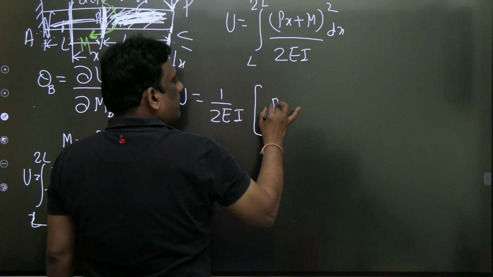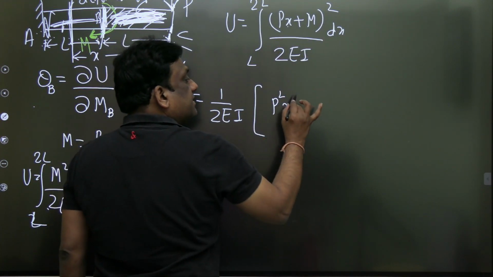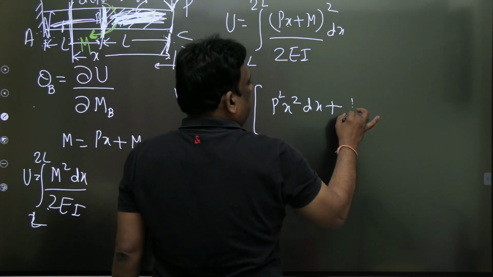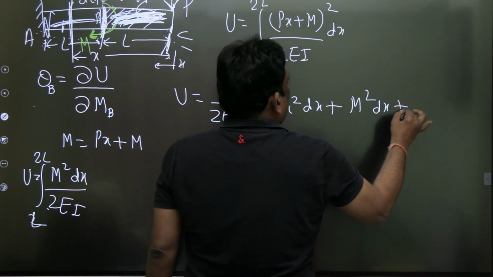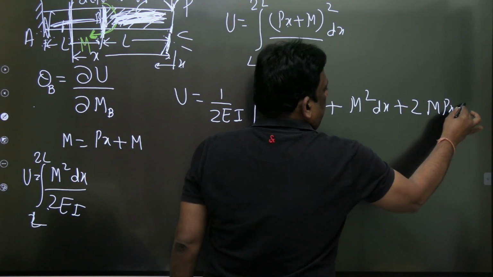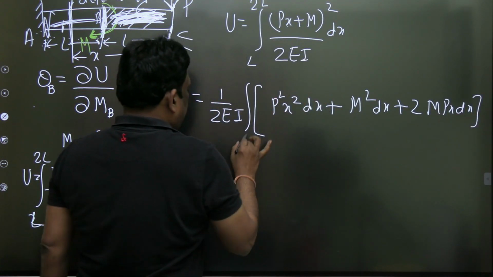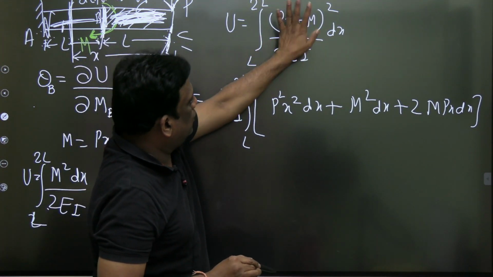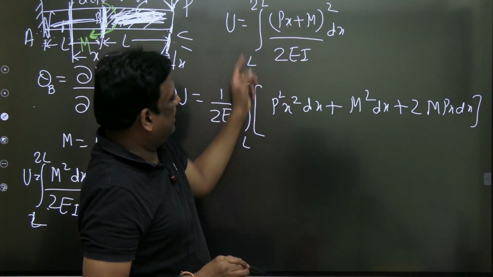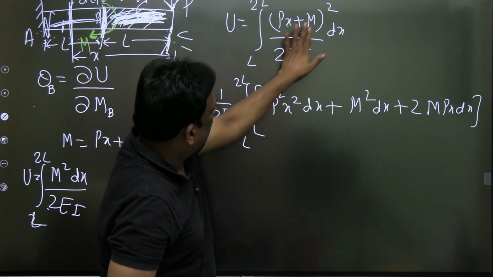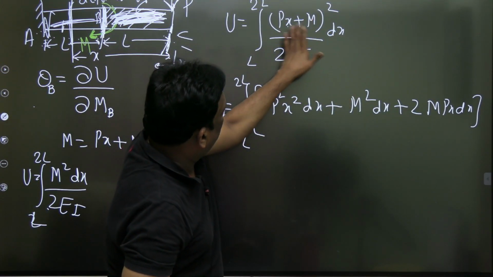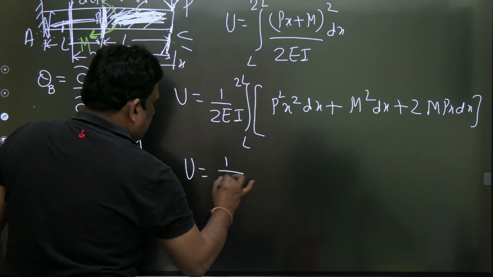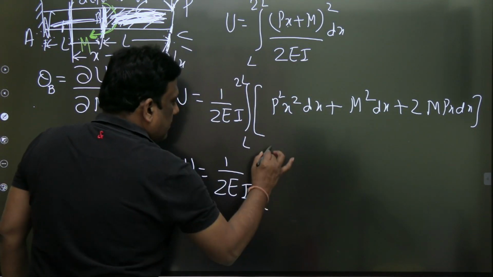I am integrating directly, 1 by 2EI. P square x square dx. Directly I am writing, sir. Okay, we will write it for you: M square plus 2MPx dx, and the integration is from L to 2L. Let me explain: a square plus b square plus 2ab. Then take dx inside. A square multiplied by dx, b square multiplied by dx, 2MPx dx. Okay.